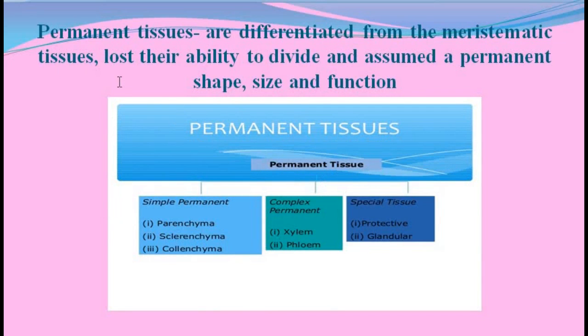Coming to the second type of tissue called permanent tissues. Permanent tissues are already differentiated from the meristematic tissues. They lost their ability to divide and they assumed a permanent shape, size and function, and hence the name permanent tissues. The permanent tissues are categorized into simple permanent tissues, which include parenchyma, sclerenchyma and collenchyma. The second one is called the complex permanent tissue, which includes the xylem and phloem. The third one is called special tissues, which include protective and glandular tissues.